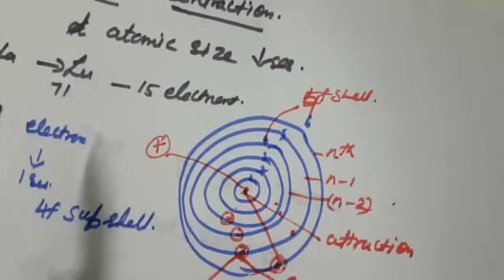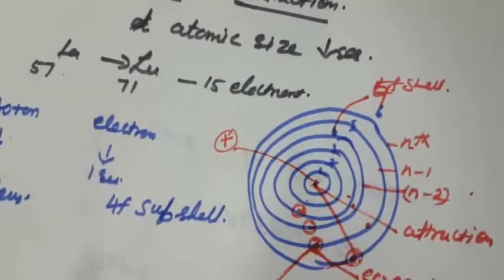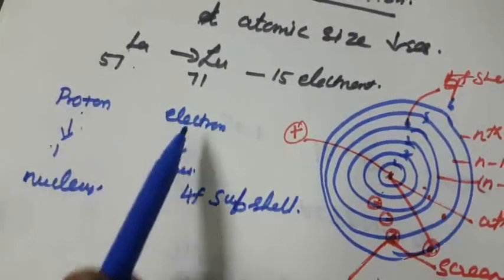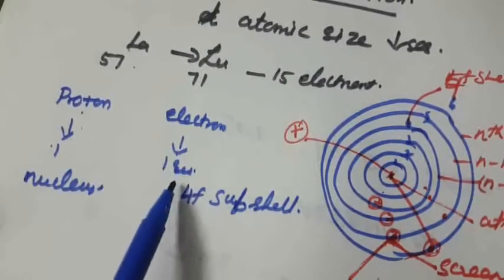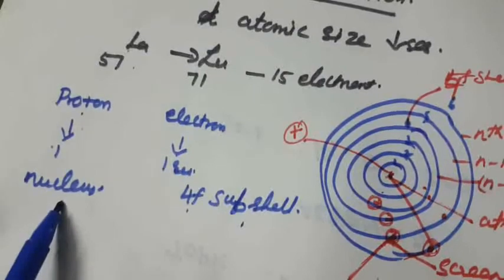So from left to right, the atomic numbers are 57, 58, 59 up to 71. In each element, one electron is added to the 4f subshell, and at the same time one proton is added to the nucleus.